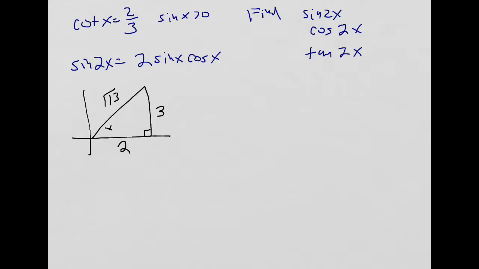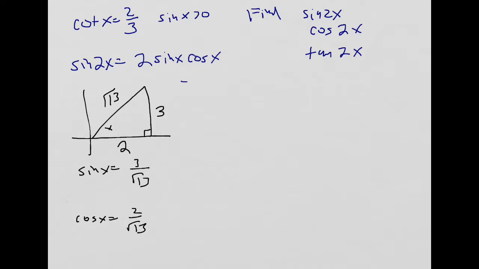So you notice that we now have what the sine of x and the cosine of x are. Sine of x is opposite over hypotenuse, so 3 over radical 13. And cosine of x is the adjacent, so 2 over radical 13. And now we have everything that we need. The sine of 2x is 2 sine x cosine x, and we just found those values, so we can plug them in.